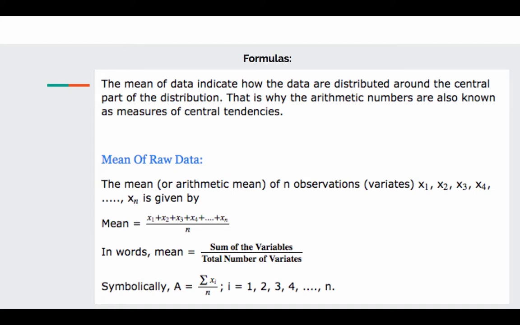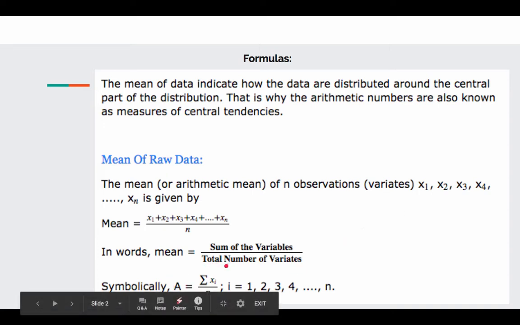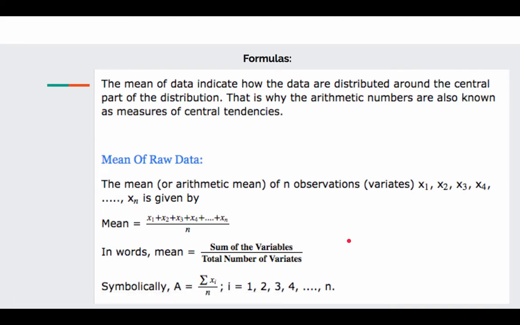So I'll talk about that also. Okay, today in the class we are going to talk about this formula, the sum of all observations upon the total number of observations, which you have already used in your previous classes. At the same time we are going to talk about the formula where frequencies are given, where the frequency distribution table is given.